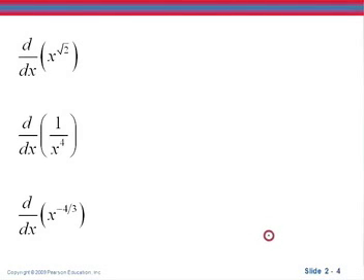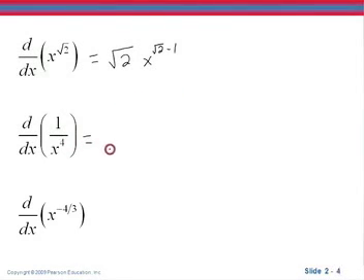If we take the derivative of x raised to the square root of 2 power, then the square root of 2 will become our coefficient, and we'll have x raised to the square root of 2 minus 1. Now remember, square root of 2 and 1 are not like terms and cannot be combined together.